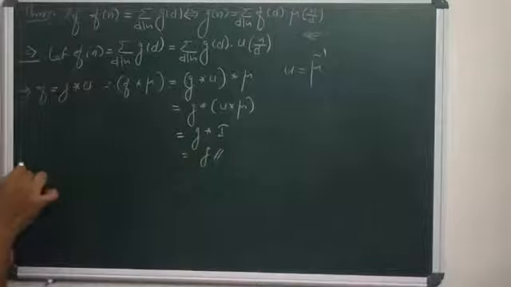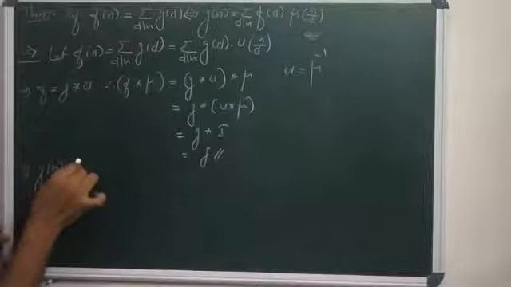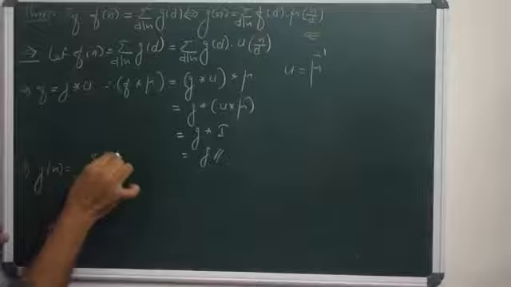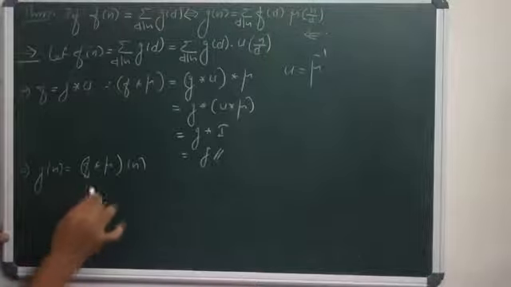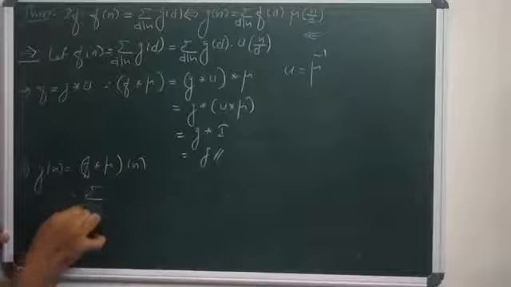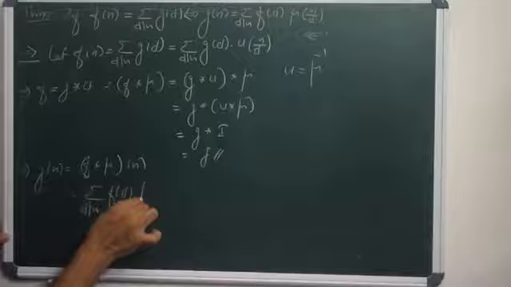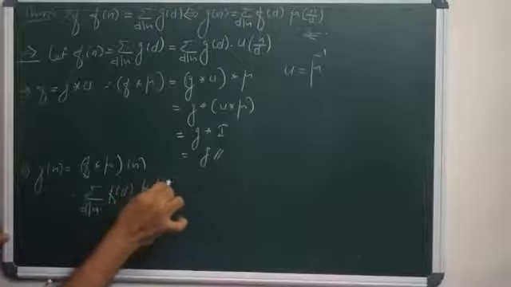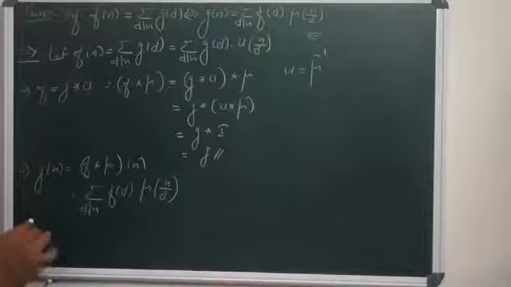That means f star mu equals g. That means what is g of n? G of n equals f star mu of n. F star mu of n equals, by the Dirichlet convolution, sigma over d divides n of f of d into mu of n by d. So the necessary part is finished. Okay. What about the reverse inclusion?